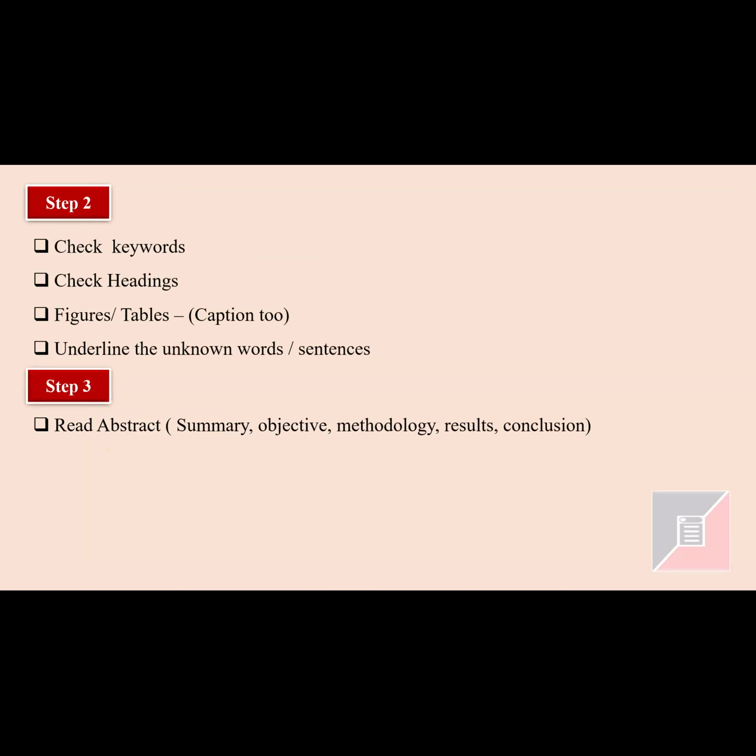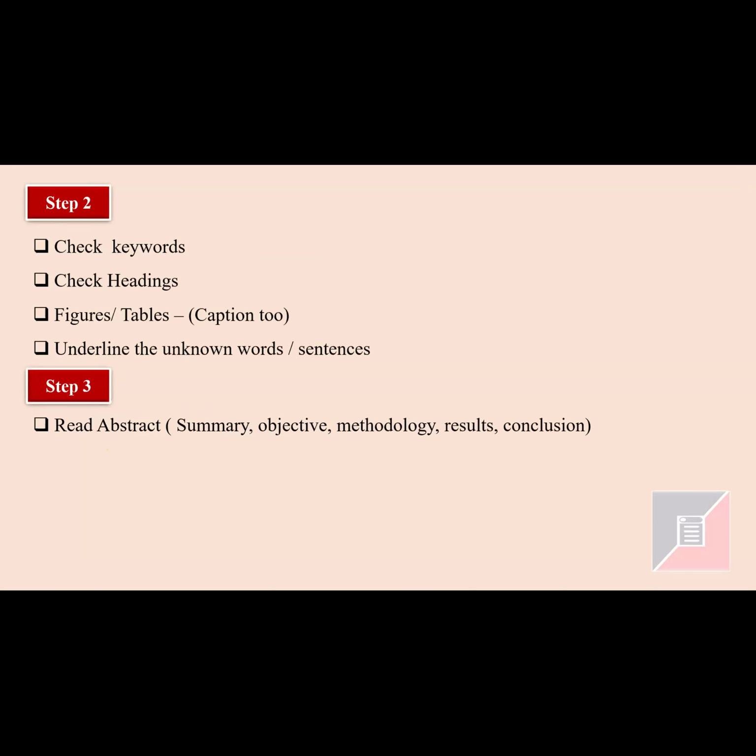Check the keywords, check headings, all the headings, figures, tables. Underline the unknown words whenever you are reading any research article for the first time. Even if you take one single article's printed version, whatever you are not able to understand, highlight it. When you highlight it, it will be easier.